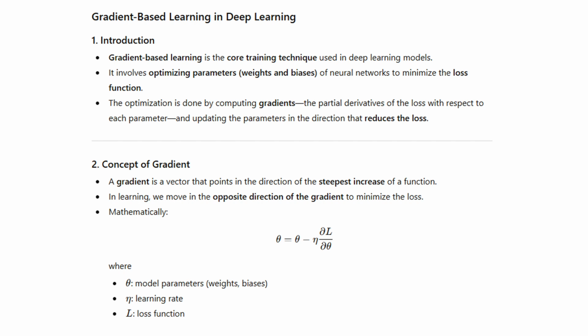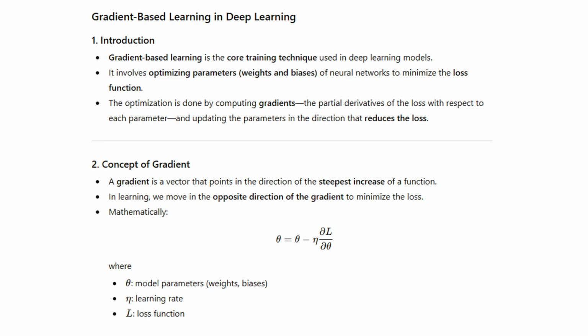Third point, the optimization is done by computing gradients, the partial derivatives of the loss with respect to each parameter, and updating the parameters in the direction that reduces the loss. So here, in a loss function, that is how to reduce the loss. That is the third point.